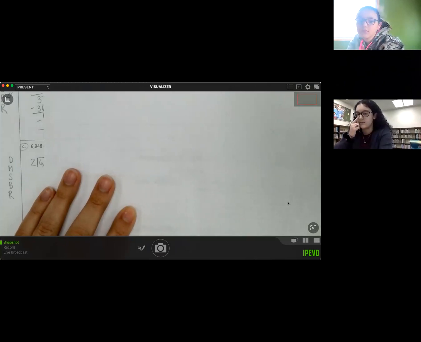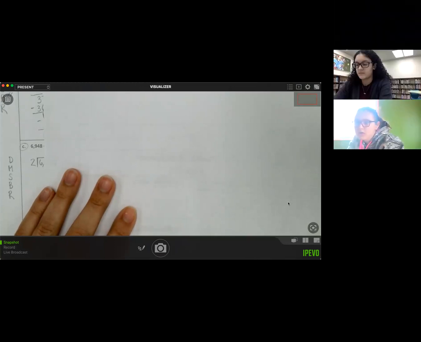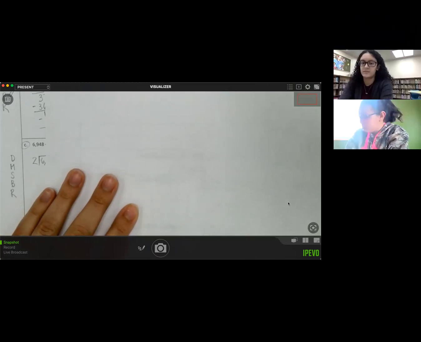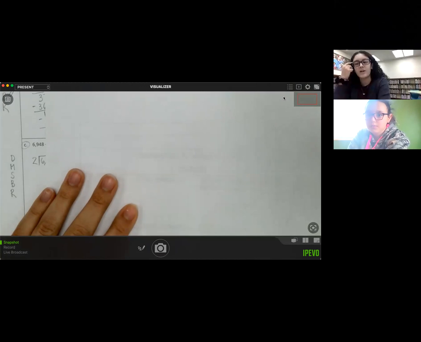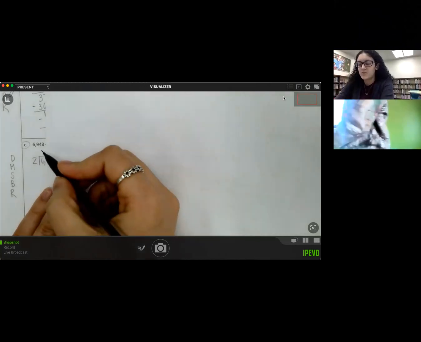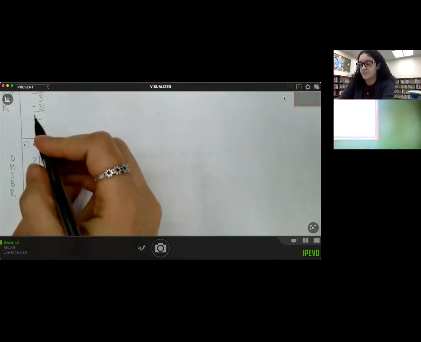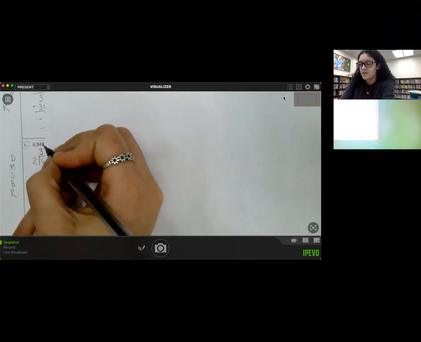How many times we can multiply by 2 until we get to 6. Right, we think 2 times what will get me close to 6, but without going over. So Gracie, 2 times what is going to get us close to 6? 3. So that was our dividing step.